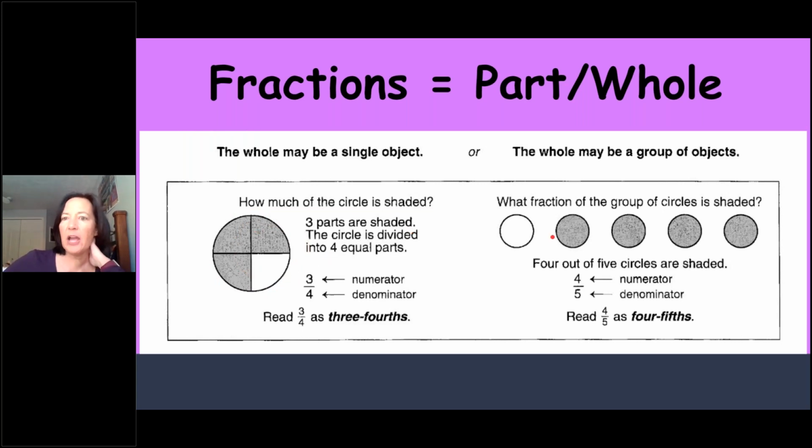Another way we see fractions is instead of a pizza divided up, we have objects in a group. So in this one, we've got 5 objects in the group. So 5 objects is our total or our whole, and 4 of those are shaded. So 4/5 means that's the part that is shaded out of the whole group.